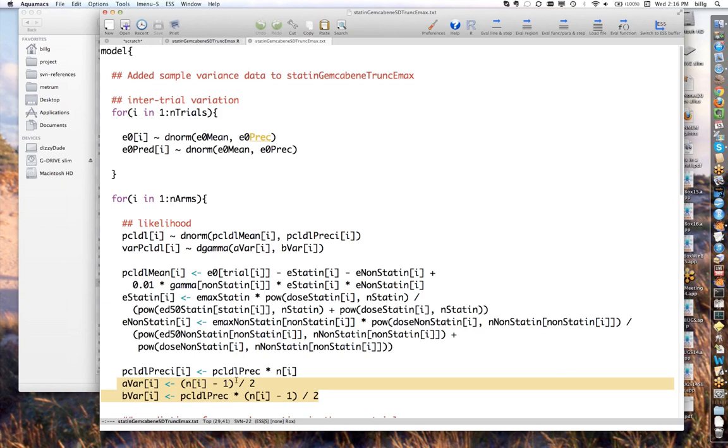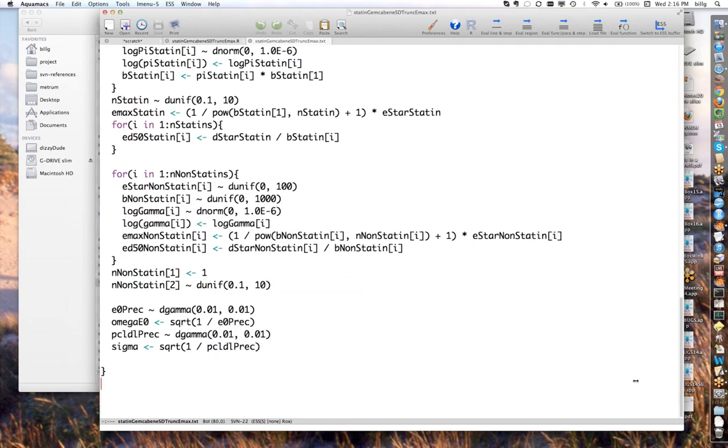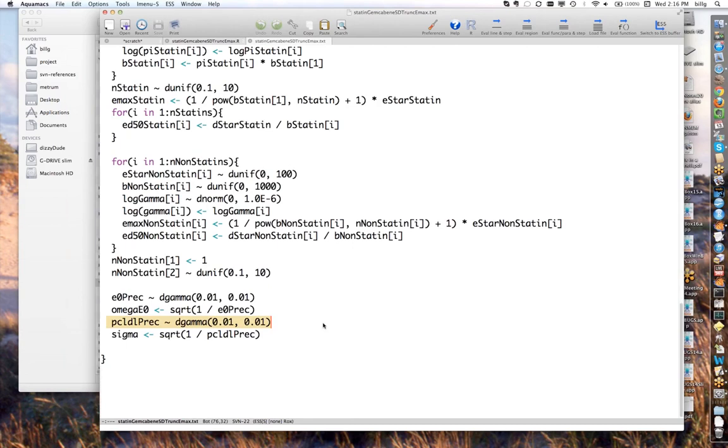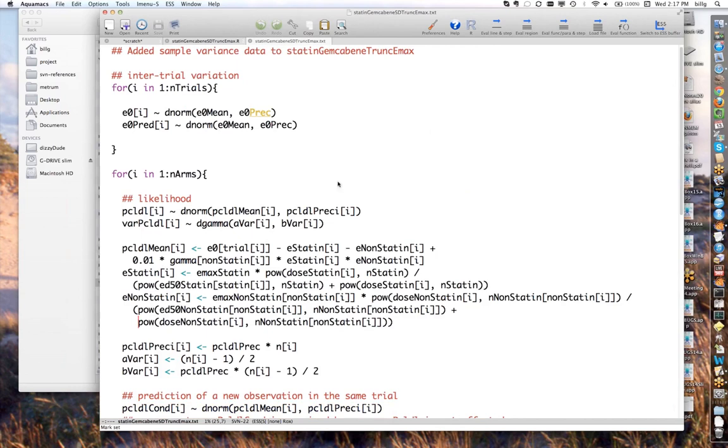Somewhere in here we have to provide the information about this precision term, and that's done identically as it was done in the previous example. If we go down and look at the prior distribution, I just used the same one that we did in the previous example, where we did not incorporate the sample variance into the model. So that doesn't change, nor does, go back up here, nor does the way we deal with our percent change in LDL for our mean percent change in LDL.